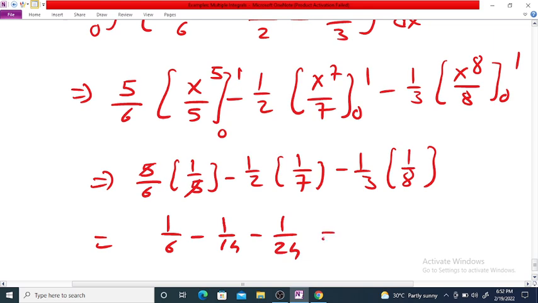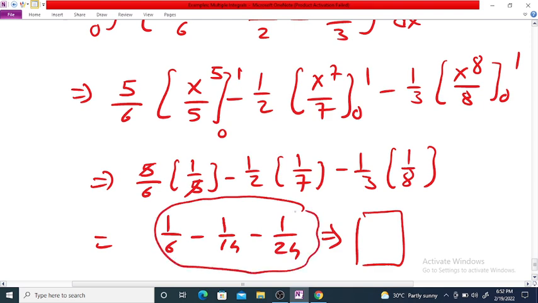So now if you simplify this, you will get the value of the given integration. Just simplify 1 by 6 minus 1 by 14 minus 1 by 24, and you will get the value of the given integration.